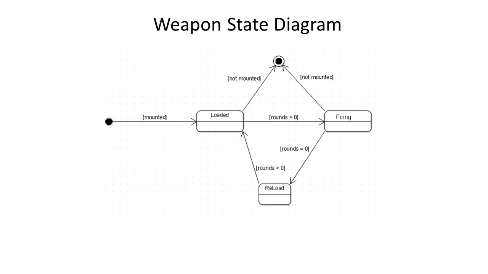Okay, and then from there, of course, we could also unmount the weapon and go to that final state, or we may wish to reload. So once our rounds hit zero, once we no longer have any bullets, we can then transition to the reload state, on the bottom. And from there, presumably we add rounds and add bullets. Then we can transition back to the loaded state, where we, of course, have choices again of whether to unmount the weapon or to fire. So that's the basic logic of this particular example.